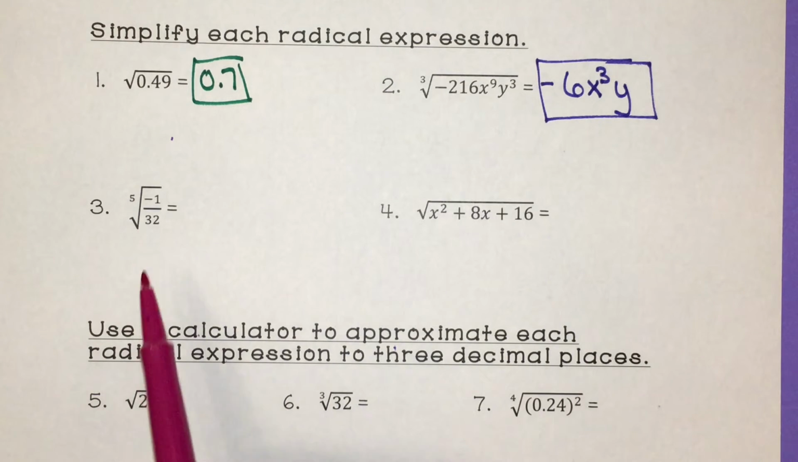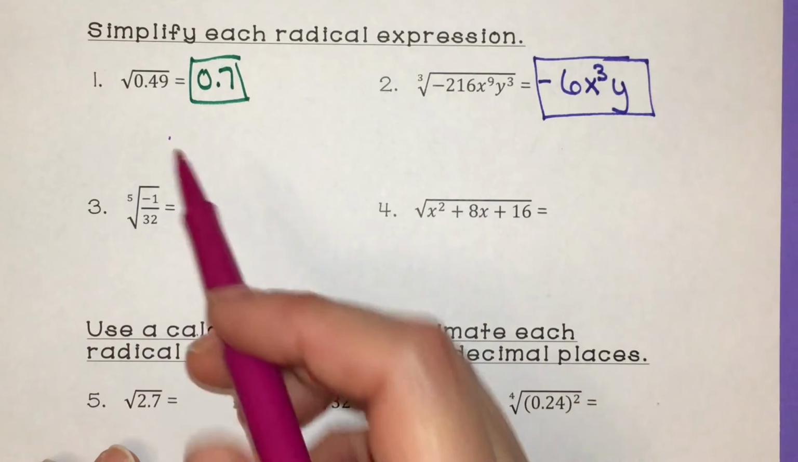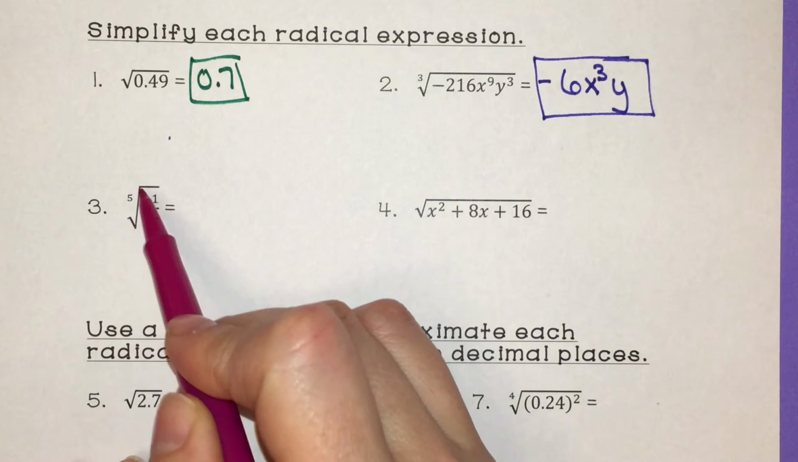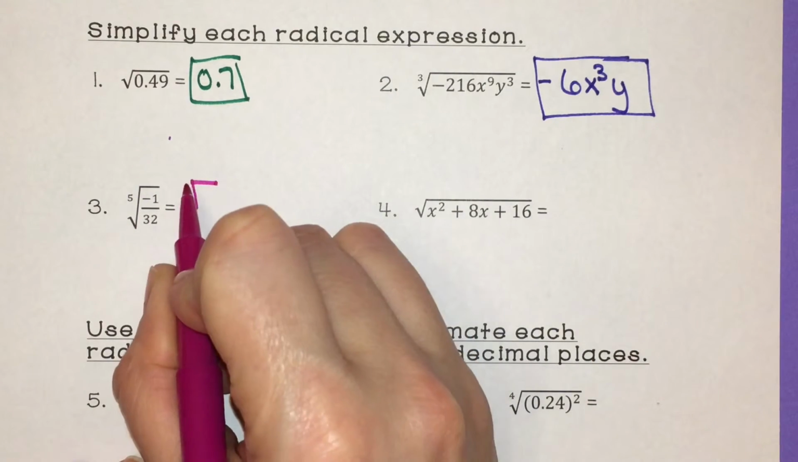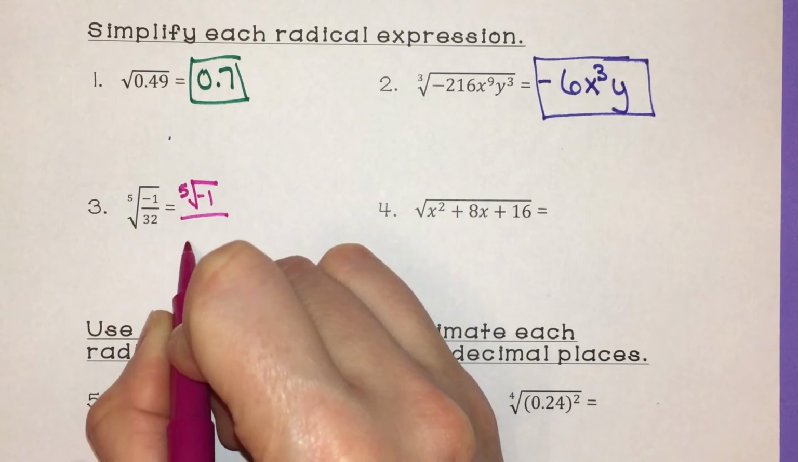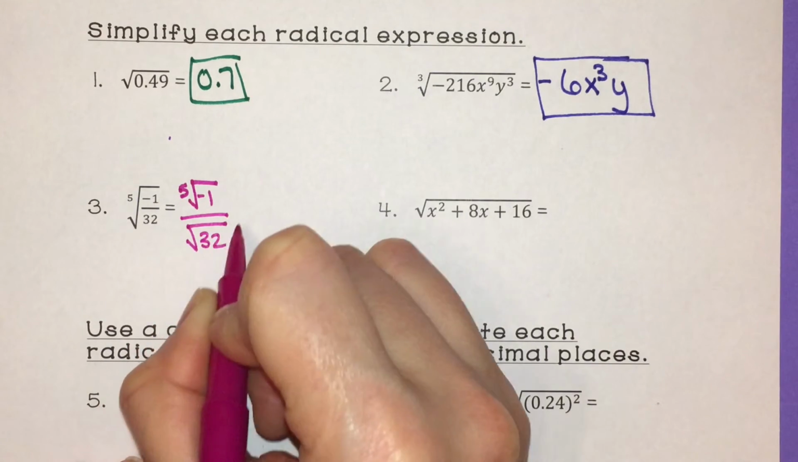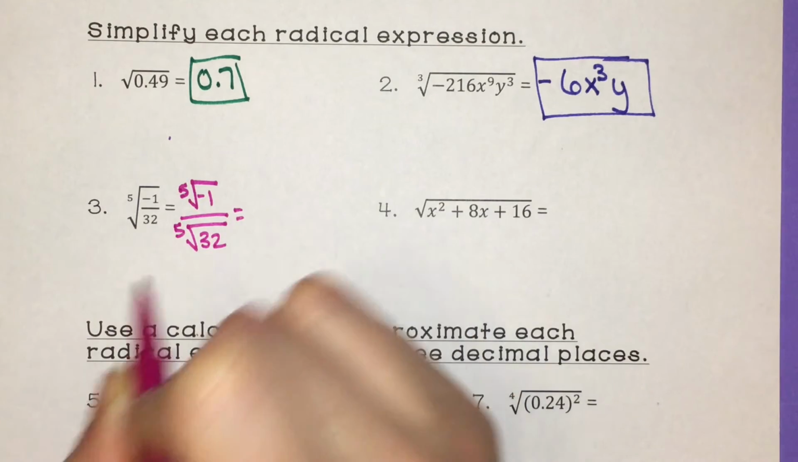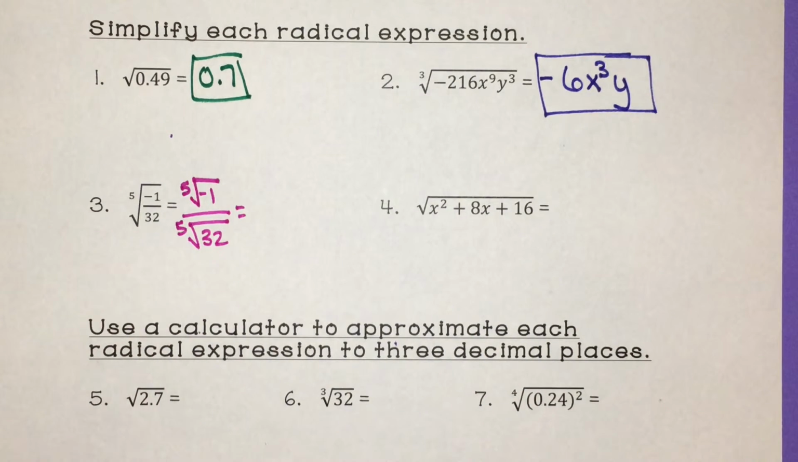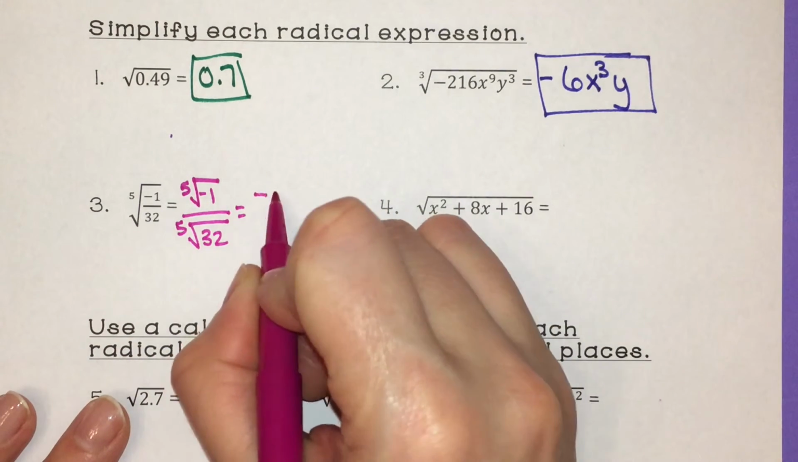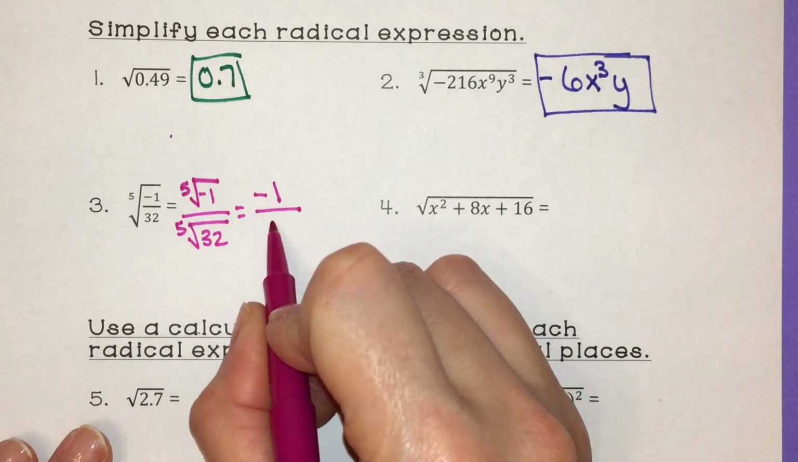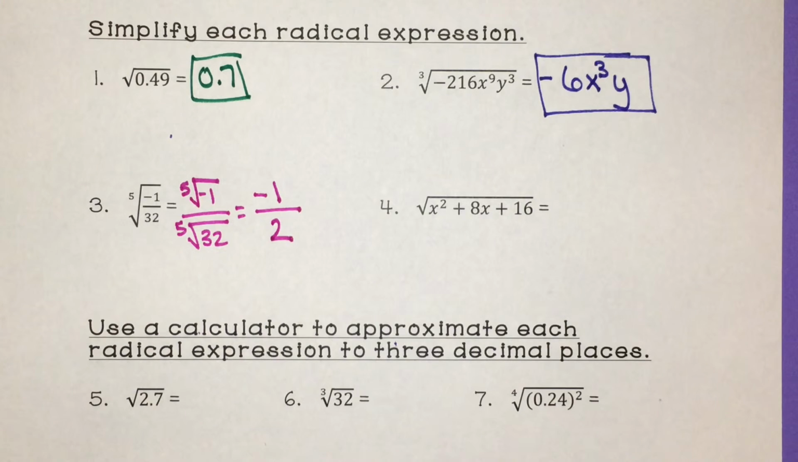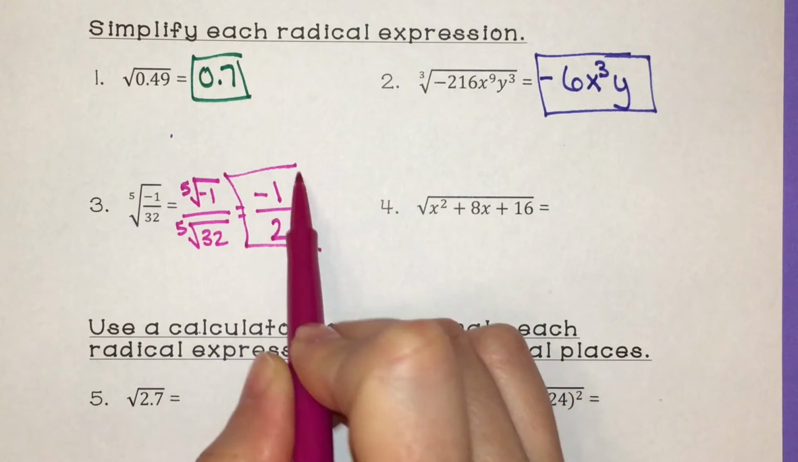All right. On this one, when you're doing a radical of a fraction, I'm going to have to take the 5th root of negative 1 and the 5th root of 32. So you can go ahead and do them separately. The 5th root of negative 1 is negative 1. And then the 5th root of 32 is 2, because 2 times itself 5 times is 32. So it's negative 1/2.